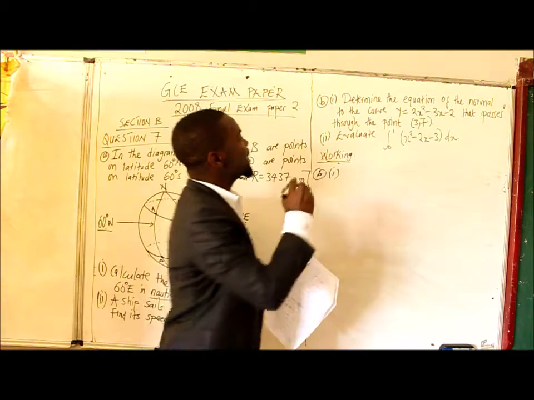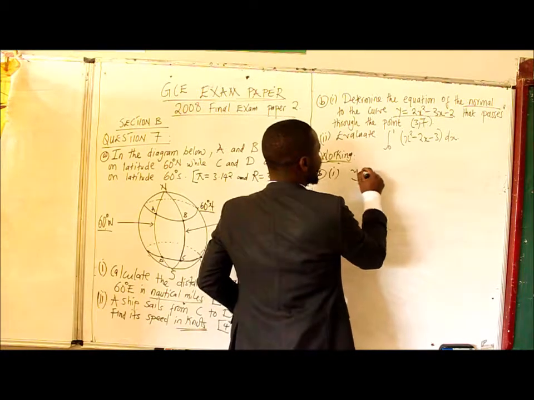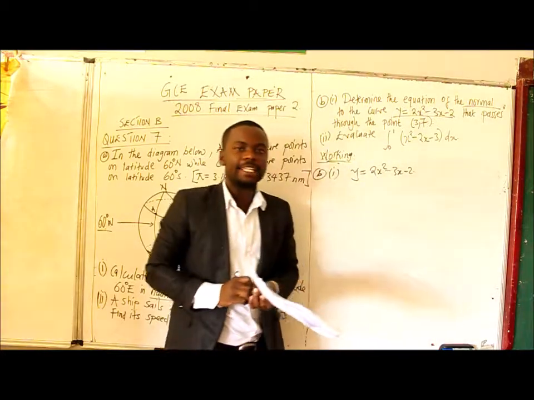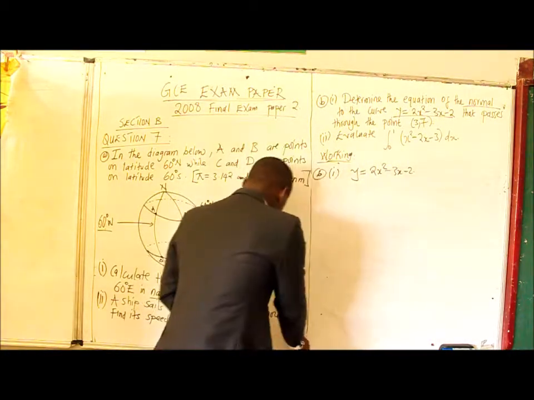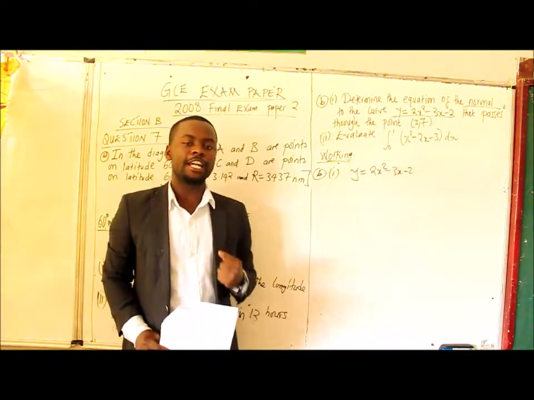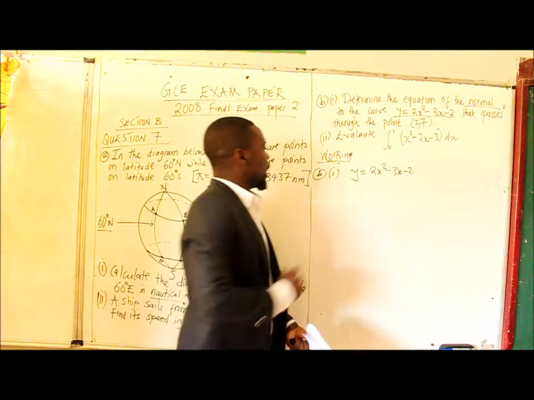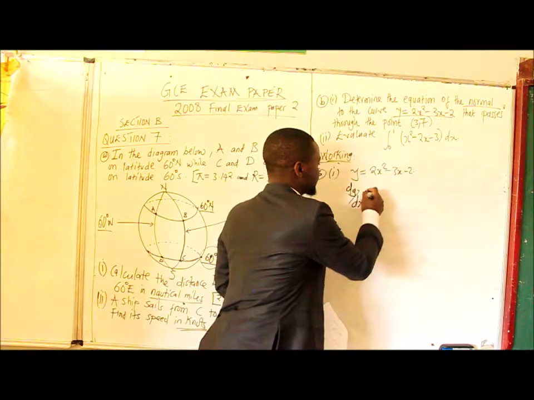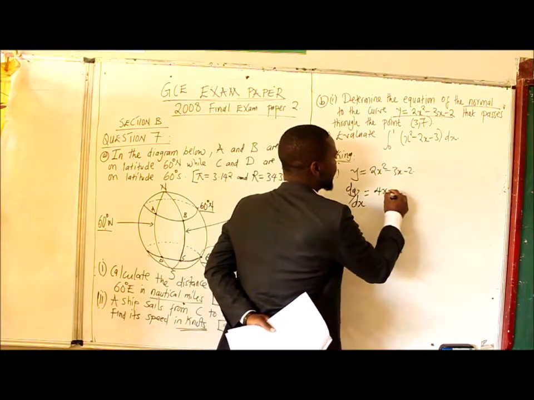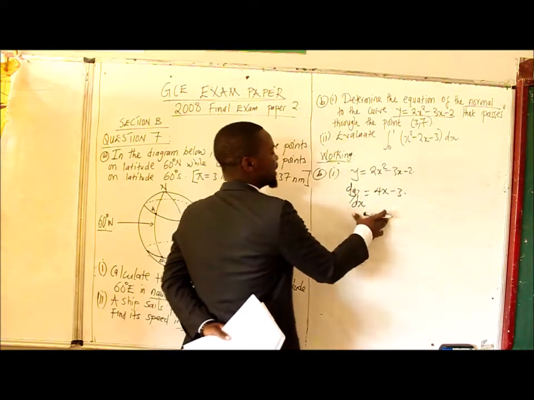B(i) is saying, determine the equation of the normal to the curve. The curve is given by the equation y = 2x squared minus 3x minus 2. To determine the equation of the normal, you must first come up with the gradient function. To come up with the gradient function, you differentiate, dy by dx. So dy by dx of this expression is 4x minus 3. This is your dy by dx, which is the gradient function.